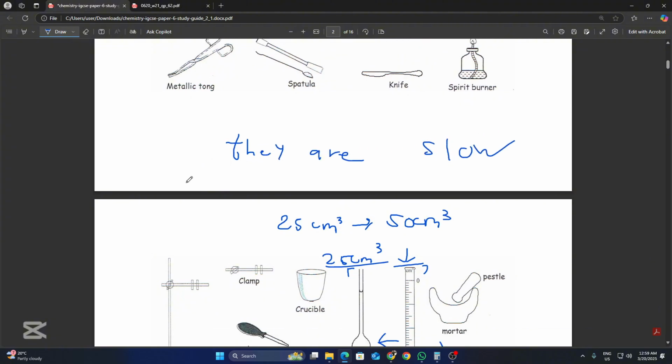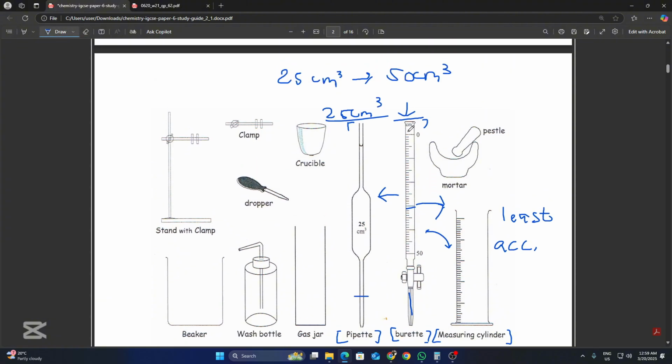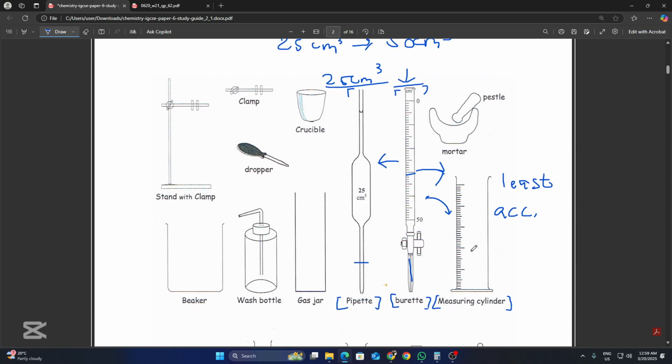What do you mean by they are slow? You know when the liquid comes out of here, the liquid will come out slowly, so the reaction will start without all the liquid having come down. So the disadvantage for them is that the burette and usually the pipette are slow. If it asks you a disadvantage of the burette, you can say that it is slower than the measuring cylinder, because with the measuring cylinder you can directly pour. However, if we're going to talk about accuracy, the burette is the most accurate.